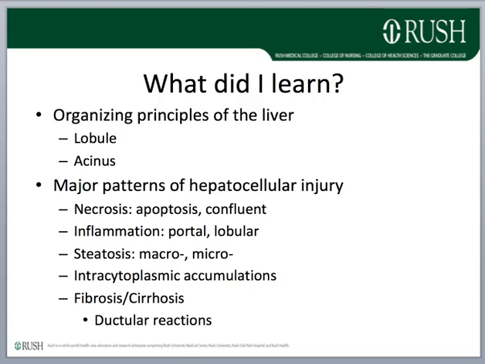Steatosis, the accumulation of lipid, which can either occur in large droplet or macro steatosis, or small droplet microsteatosis forms. There's a variety of intracytoplasmic accumulations that we'll talk about in more detail in upcoming cases, so don't worry about that for now. And then fibrosis and cirrhosis, again, I'll talk about that in more detail in the next chalk talk. And part of that is the phenomenon called ductular reactions. So that's my summary to kind of get you grounded moving forward. Thanks.